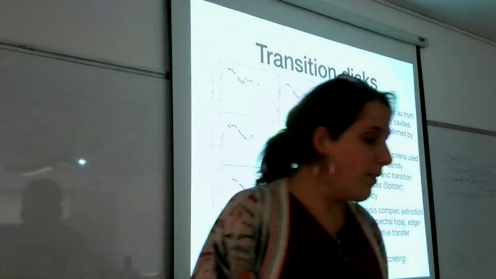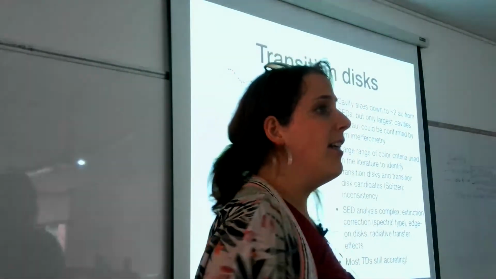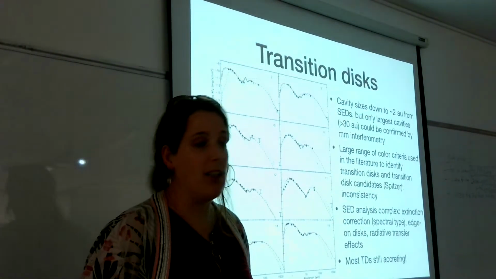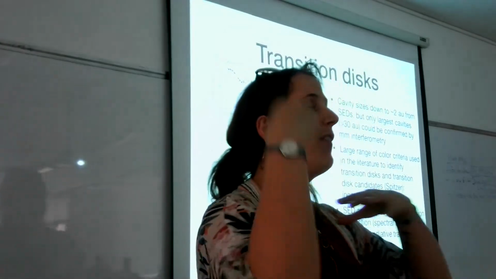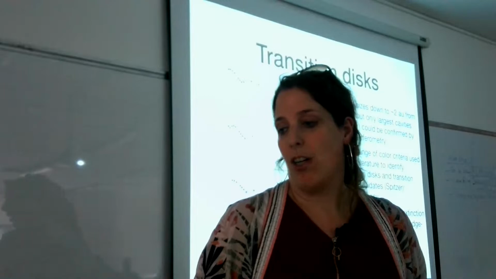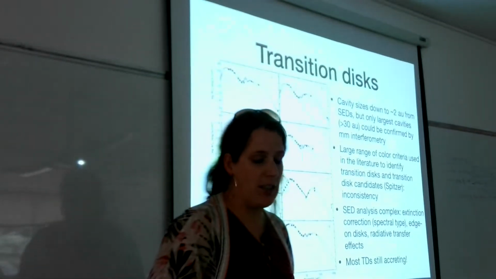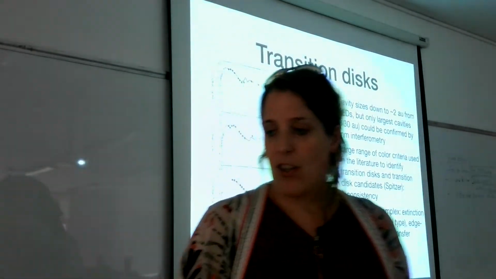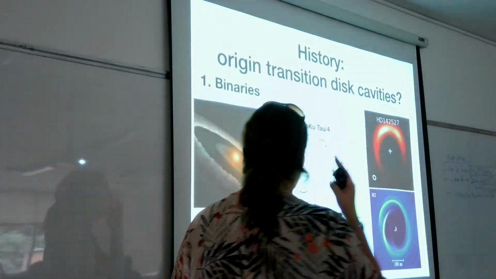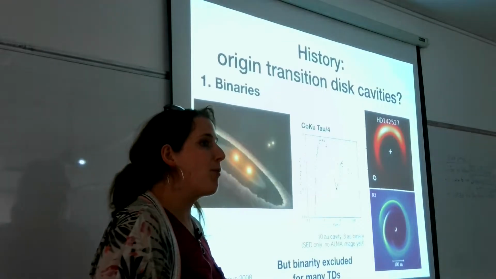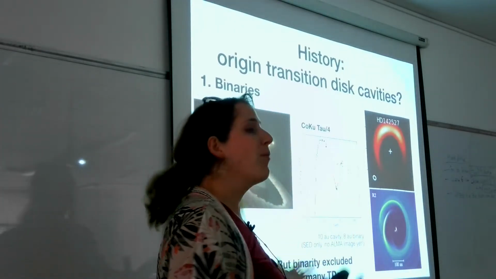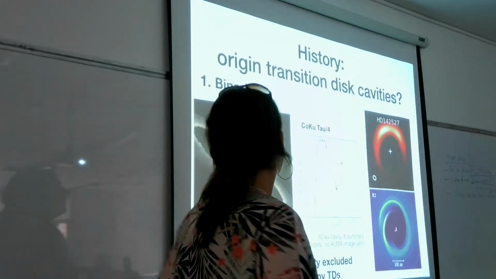But something that was discovered back then, when we only had SED transition disk candidates, was that many of them were actually still accreting. So whatever was carving the gap, material was also still going through onto the host star. That was very important. So if we now talk about the origin of these cavities, I'm going to talk about this from a historical perspective: what were the possible explanations that people had back then.